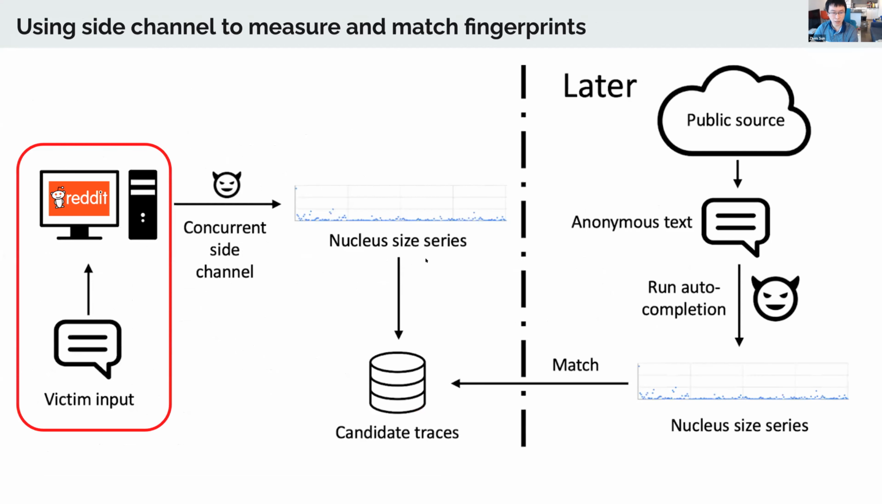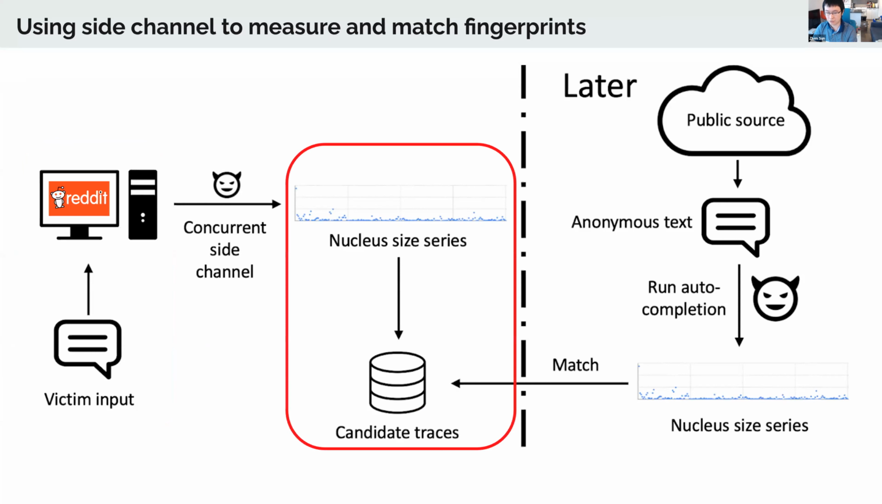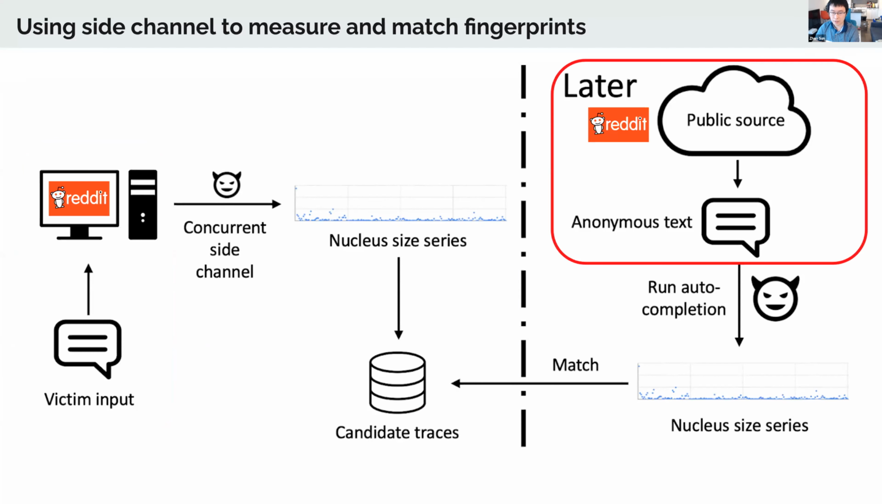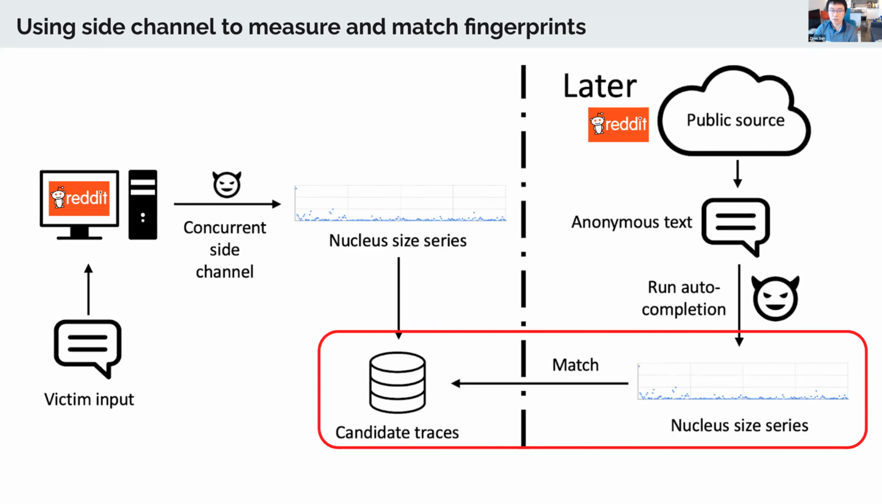Here's a graph that shows the overview of our attack. The victim inputs some text into the auto-completion and posts it to some public anonymous forum such as Reddit. Concurrently, the attacker measures the nucleus size series using a side channel and stores the measured trace in a candidate trace database. Later, the attacker downloads some anonymous text from the internet and simulates the auto-completion process locally to generate the nucleus size series. Then the attacker matches against the candidate traces. If there's a match, the attacker can identify the author of that anonymous text.